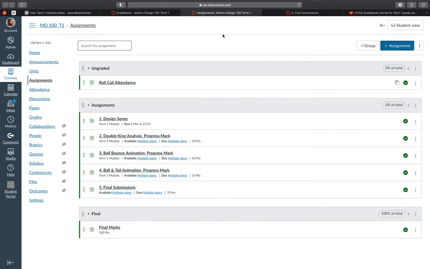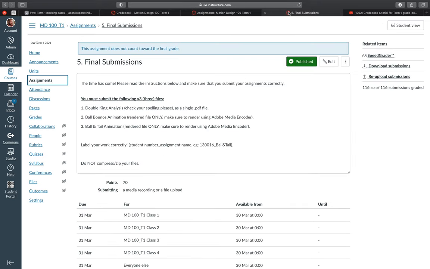Now, to address some issues, because I know there are going to be questions. If I take a look at the final submissions instruction from last term, I tell you to read these instructions carefully. I tell you that you need to submit the following three files: Double King Analysis, check your spelling, as a single PDF, Ball Bounce, rendered file only, Ball and Tail, rendered file only, and then to label your work correctly. Now, if you did not pass, if you got below 50%, chances are very good you did not follow these instructions.